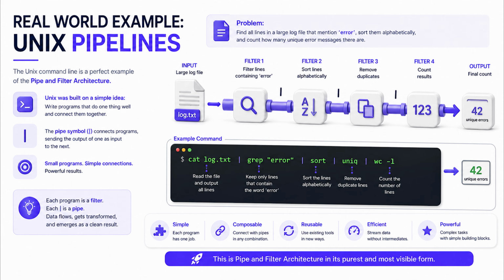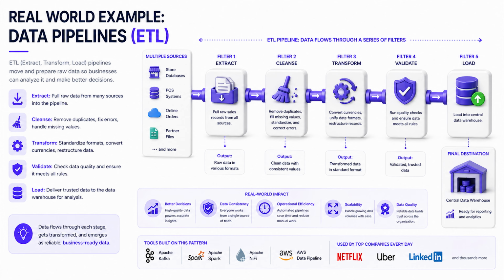Let us look at one more real-world example that is incredibly common in the business world today: the ETL pipeline. ETL stands for extract, transform, and load. It is the backbone of how companies move and prepare data for reporting and analysis. Imagine a large retail company. Every day, they collect sales data from hundreds of stores around the world. This raw data arrives in different formats, with different currencies, different date formats, and sometimes missing or incorrect values. The ETL pipeline processes this data in stages, just like our pipe and filter model.